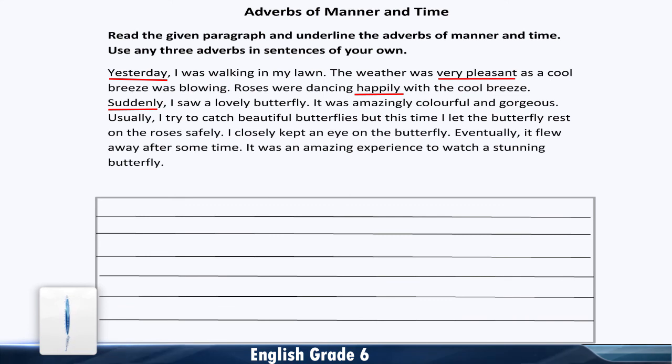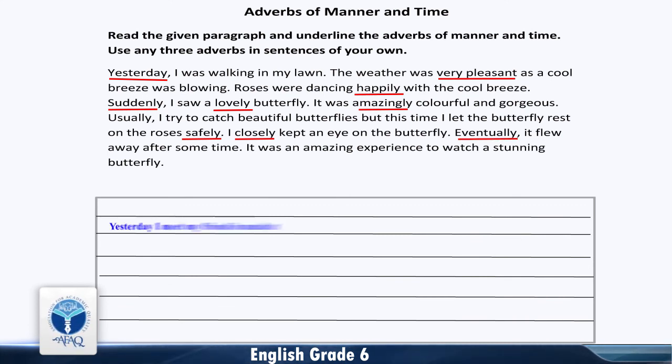Suddenly. Lovely. Amazingly. Safely, closely, eventually.